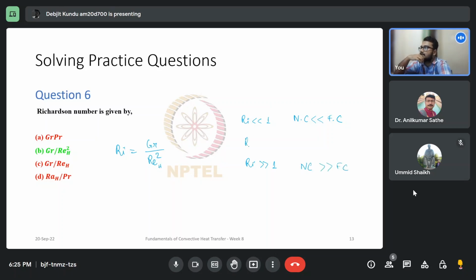And in case this is somewhat nearby one, in that case both natural convection and forced convection are important. So those cases are called mixed convection or combined convection regimes. So that is the usefulness of the Richardson number.